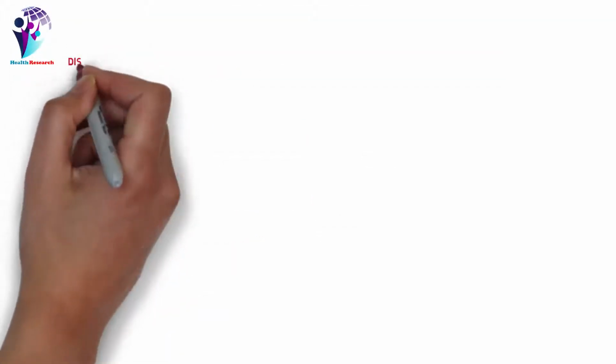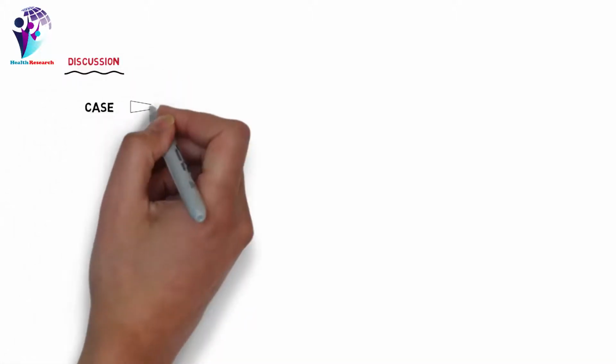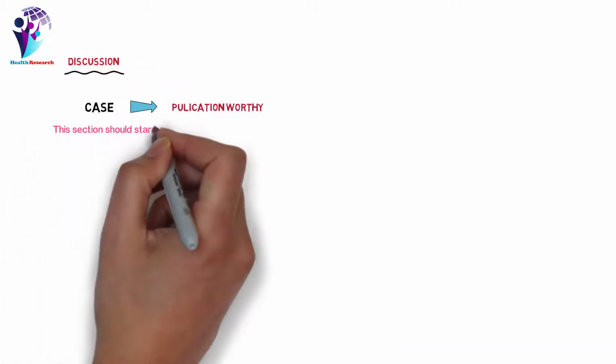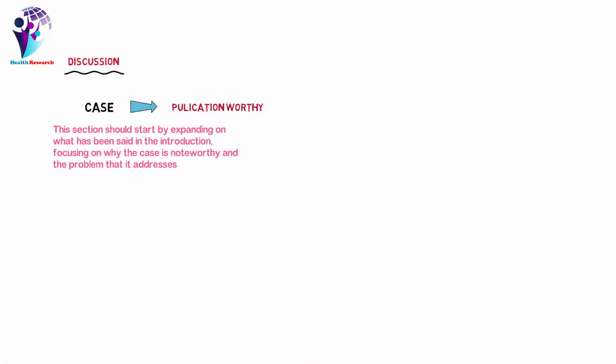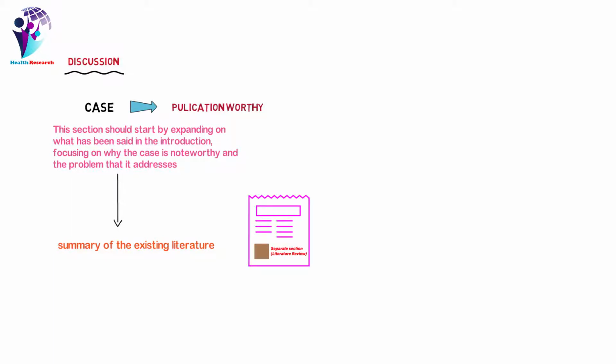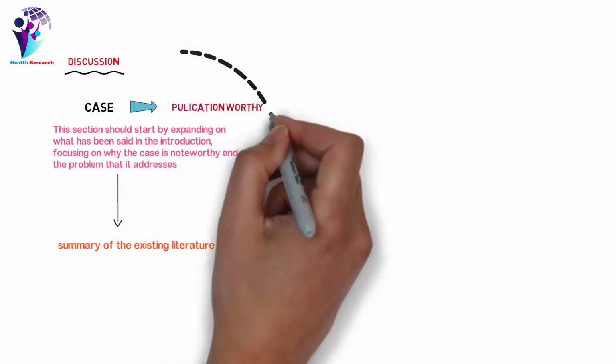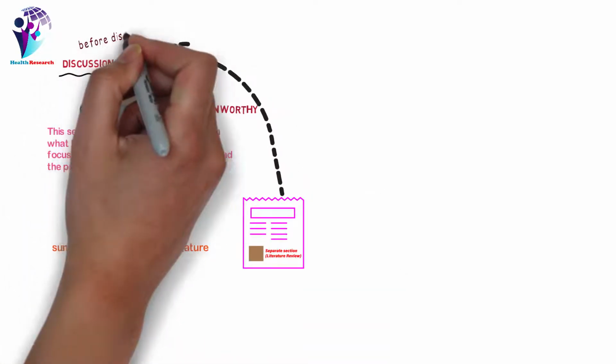Discussion is the most important part of the case report. The part that will convince the journal that the case is publication worthy. This section should start by expanding on what has been said in the introduction, focusing on why the case is noteworthy and the problem that it addresses. This is followed by a summary of the existing literature on the topic. That is, if the journal specifies a separate section on literature review, it should be added before the discussion.